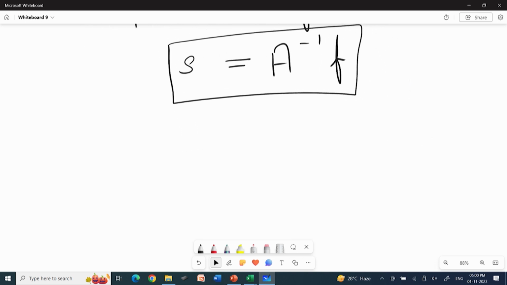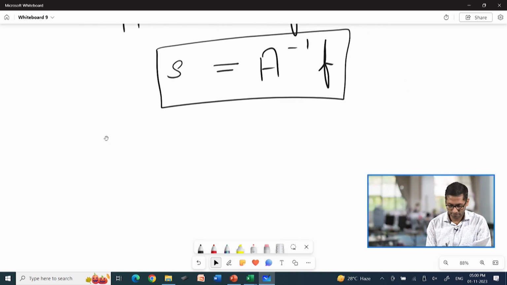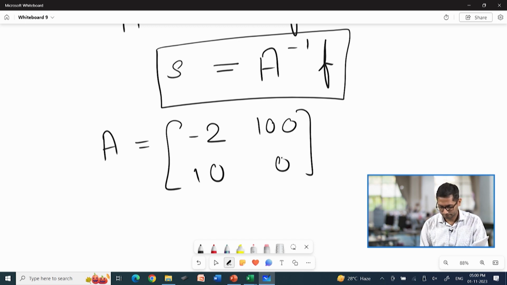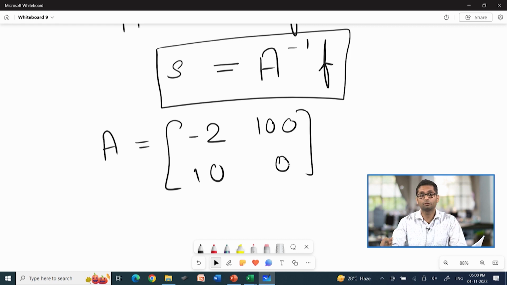As we have estimated in the previous example, this A matrix is nothing but a square matrix with minus 2, 10, 100 and 0. Basically the first row signifies the fuel. So, in the first process we have minus 2 liters of fuel used, and in the second process we have 100 liters of fuel getting produced, whereas the second row is the electricity production. In the first process we have 10 units of electricity getting produced, and in the second process we do not have any electricity coming into the picture.